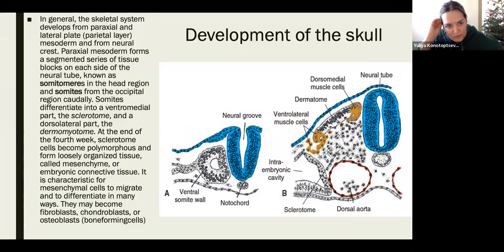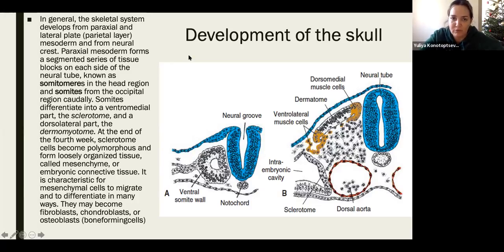Okay, you pretty much know that skull and vertebral column belong to the axial skeleton, right? So they're part of the axial skeleton. We have learned it already, but the axial skeleton will arise from the paraxial mesoderm. Okay, it will come from the paraxial mesoderm.